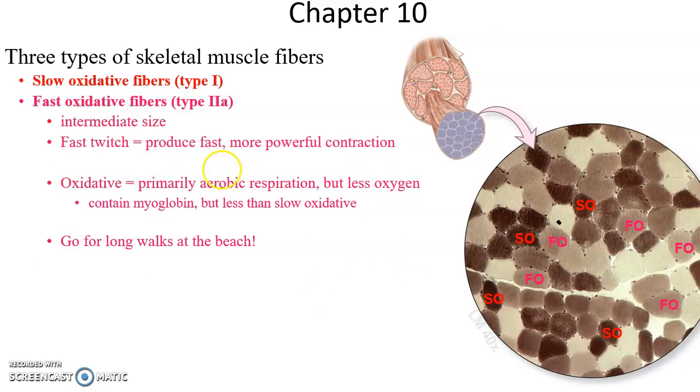We have fast oxidative fibers, fast twitch, so they produce a faster, more powerful contraction that doesn't last as long. Oxidative because they do have myoglobin and mitochondria, but not as much as the slow oxidative fibers. So they are a bit lighter in color. Some might even call them pinkish in color. These would be good for, say, long walks on the beach, exercises that need to go on for a little longer, but don't need to be super, super powerful.